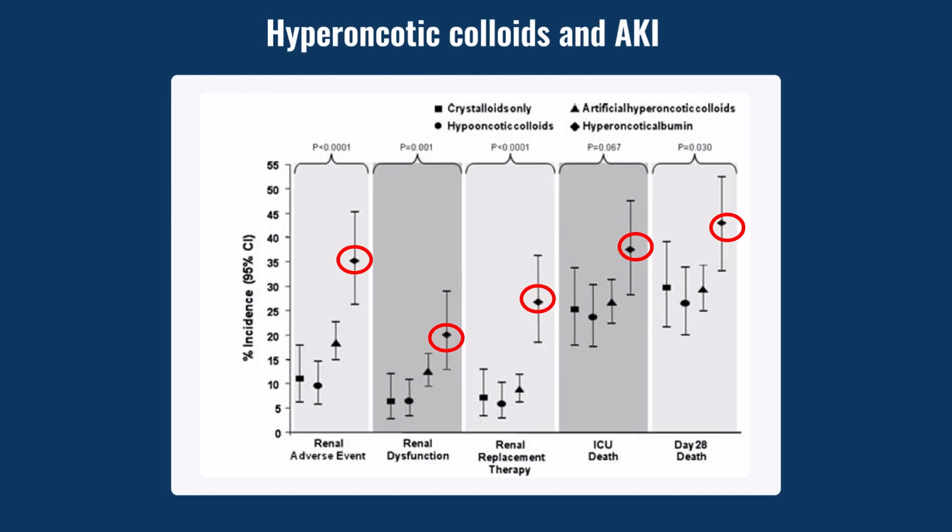So they compared these four fluids. Intuitively, you would say that if there is a fluid that is able to stay in the vascular space longer and also pull more fluid into the vascular space, it should be good for patients with sepsis. However, they found that such fluids like hyperoncotic albumin or hyperoncotic colloids had a higher chance of mortality, higher chance of acute kidney injury, higher need for renal replacement therapy, death at ICU discharge, and death at 28 days.